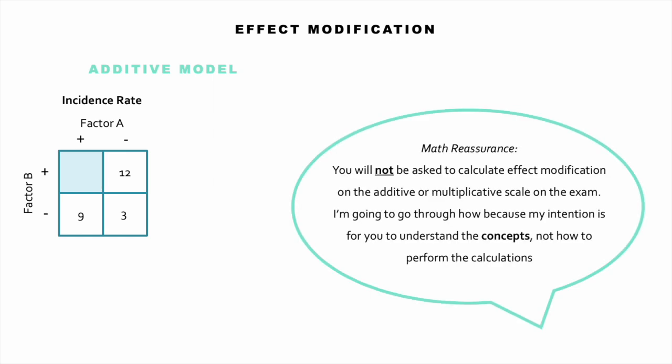I know there's a lot of math in this explanation, but I want to reassure you, you will not have to calculate effect modification on the additive or multiplicative scale on the exam. I'm going to go through how, because my intention is for you to understand the concepts, not how to perform the calculations. The first step is to identify which scale, additive or multiplicative, the interaction may be occurring on. If it's unclear, you can always check both.